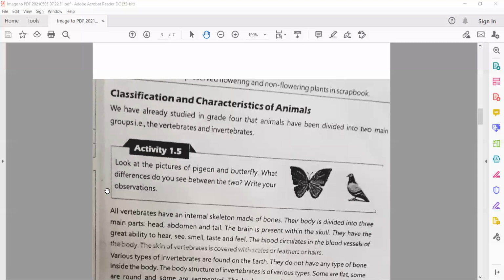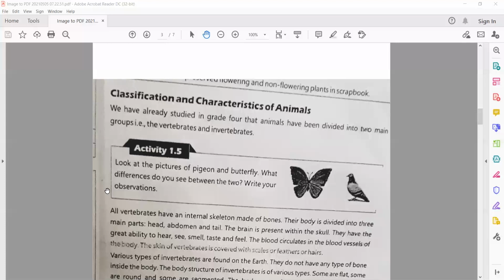All the vertebrates have an internal skeleton made of bones. Their body is divided into three main parts. How many parts? Three main parts, that is head, abdomen and tail. Abdomen means the belly, which contains the digestive organs like stomach, small intestine, large intestine. The brain is present within the skull.